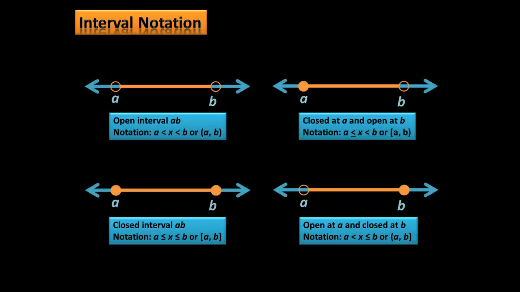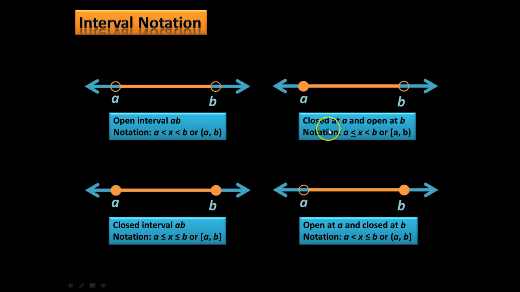Okay, now let's talk about interval notation. We need to discuss using both inequality notation and interval notation with the parentheses and the brackets, and how to use those interchangeably. So here we have open interval AB, going from A to B, not including A or B on either endpoint. In inequality notation, we would have A is less than x is less than B. Or if we're going to use interval notation, we would have A to B in parentheses, the parentheses of course meaning open interval not including those endpoints.